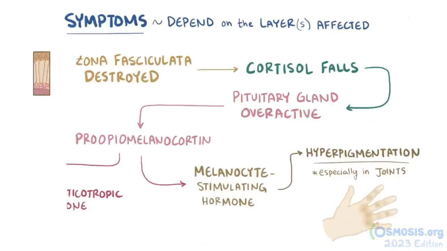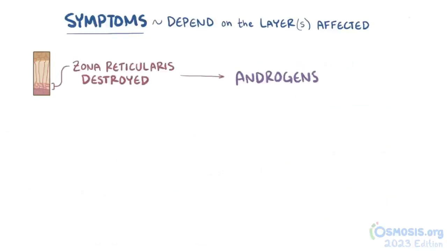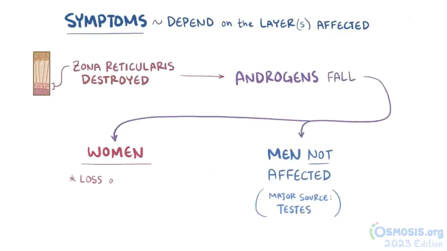In some extreme cases of primary adrenal insufficiency, the zona reticularis can be affected as well, and androgen levels can fall. This decrease doesn't affect men much, because remember that the testes are a major source of male androgens. Women, though, can experience a loss of pubic and armpit hair, as well as a decreased sex drive.